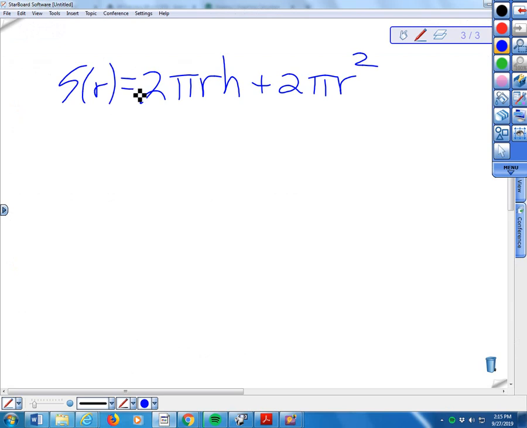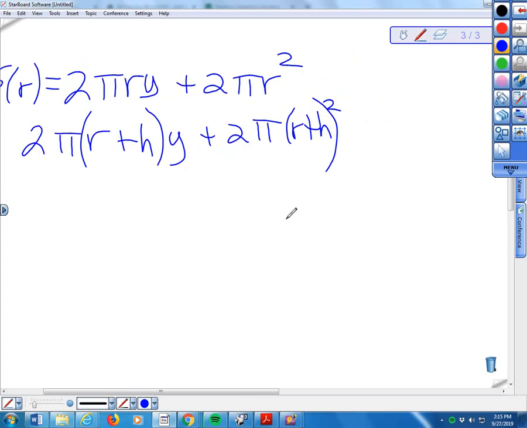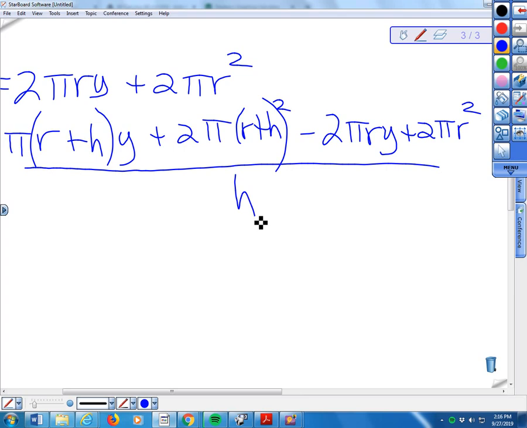So I've got to do 2 pi r, I've put in h, I've got to do something different. I'm going to use, that's height. So let's use y here or something. It's h times 2 pi y plus 2 pi r plus h squared minus 2 pi ry plus 2 pi r squared. So those h's will get too confusing here if I go to h. And this is the limit as h goes to 0.